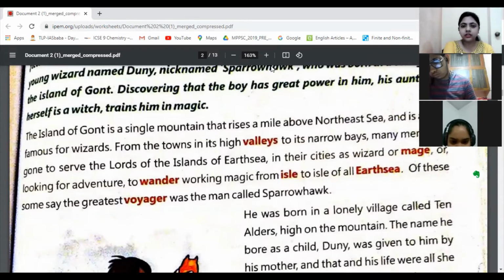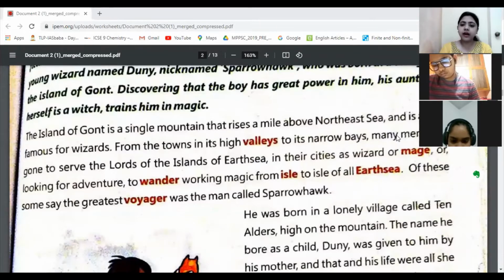Fine. So from the towns, from the high valleys and narrow bays, many people used to go to the island of Earthsea to serve the lords of the island of Earthsea. That means to serve the people who were great magicians, great wizards in the island of Earthsea. So the ordinary people from the nearby places used to go there to serve them and to learn magic from them. In their cities, they used to go there as wizards or mages, meaning magicians. So they used to go there looking for adventure, to become a magician, to learn the tricks.